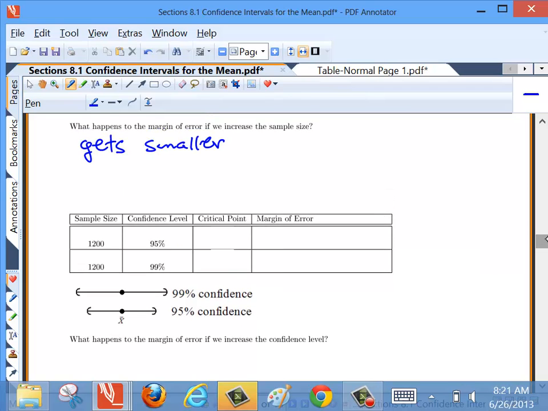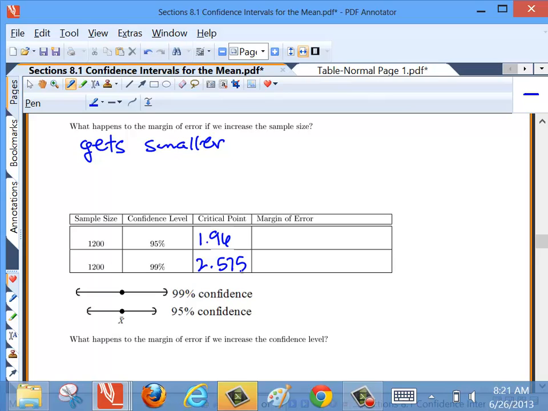So let's try the next situation. Now we have a sample size of 1,200, and a confidence level of 95% versus a confidence level of 99%. My critical point for 95% is 1.96, and do you remember what we found for 99% on the previous page? 2.575, right?